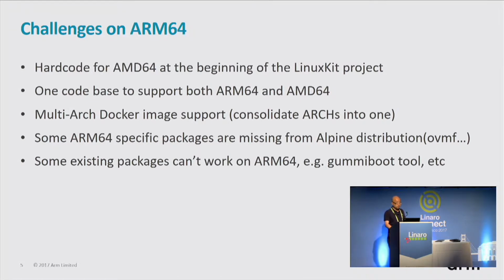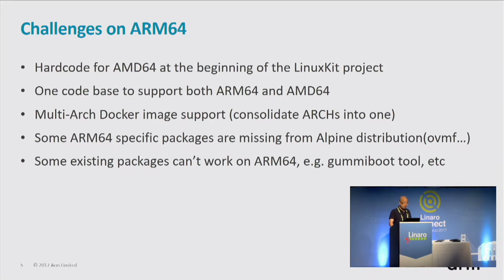And also, on ARM64, there are some specific packages missing from the Alpine distribution. The Alpine distribution is the base image of the LinuxKit project. For example, the Open Virtual Machine Firmware package does not exist in the Alpine distribution for the ARM platform. So that raises challenges for us to support LinuxKit on the ARM platform.